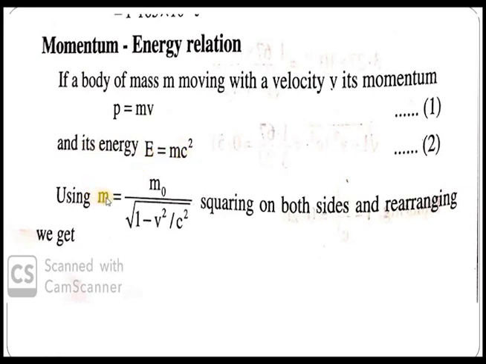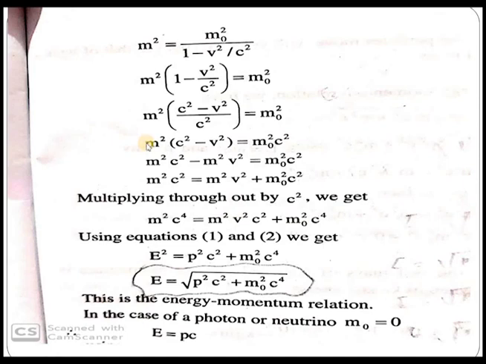And we have an expression for relativistic variation of mass with velocity. Squaring both sides and rearranging, as I have told in the before session, the same thing is happening here also. m square is equal to m0 square into 1 minus v square by c square, and I can rearrange it to get m square c square is equal to m square v square plus m0 square c square. Multiplying throughout with c square, we get m square c raised to 4 is equal to m square v square c square plus m0 square c raised to 4.